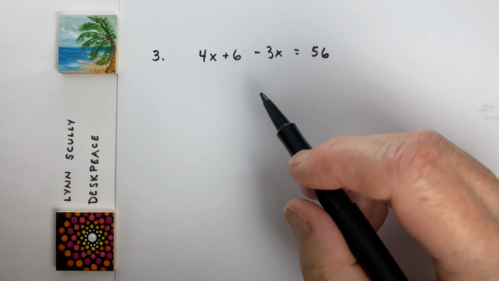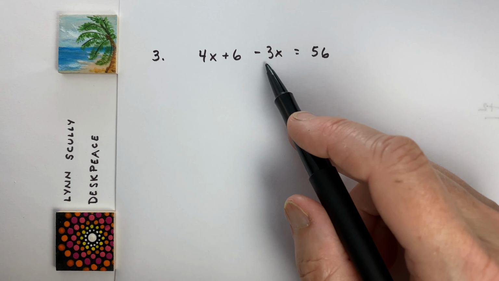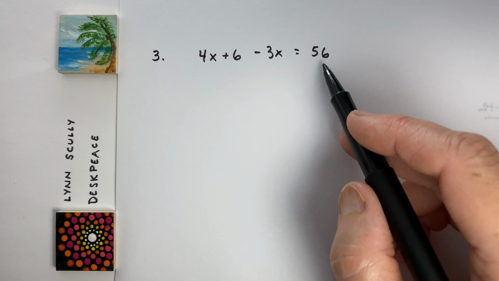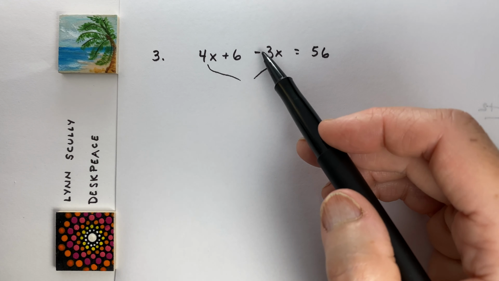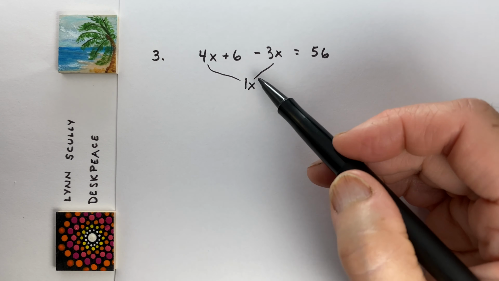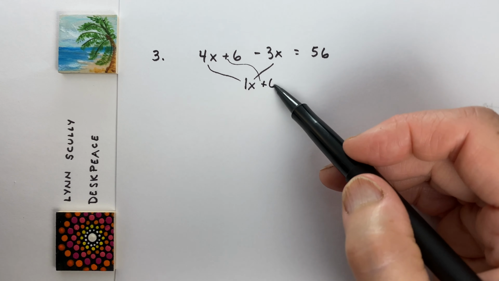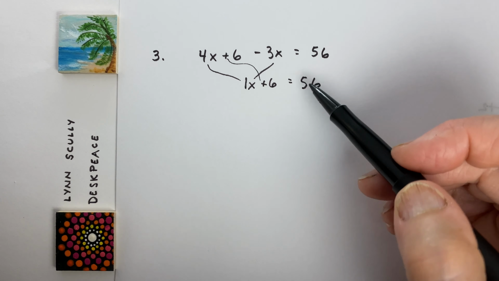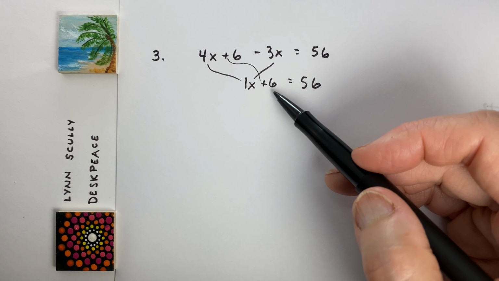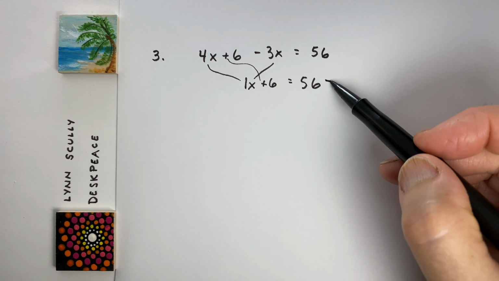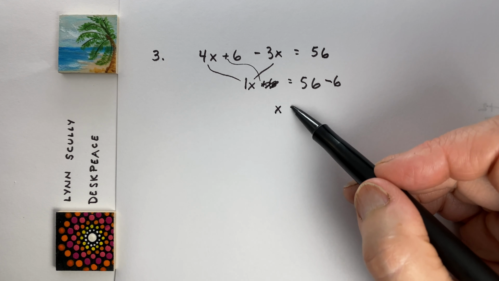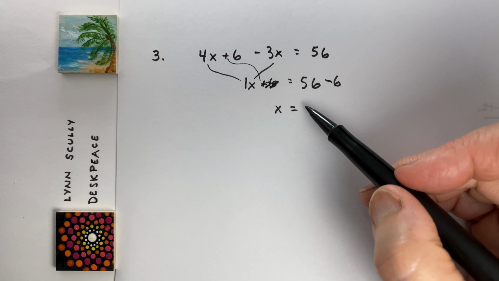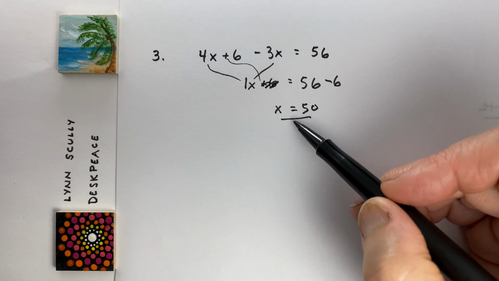Number 3, 4x plus 6 minus 3x equals 56. First, I'm going to combine these like terms. 4x minus 3x leaves me 1x. Plus 6 equals 56. Get my unknown alone. The 6 is attached by addition. Move it by subtraction to the other side of the equal sign. And I'm getting x equals 56 minus 6 is 50.